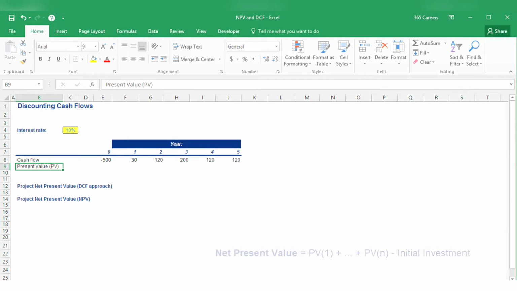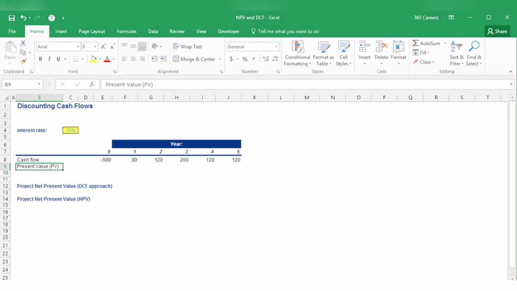Here is the net present value formula. Net present value is equal to the sum of discounted cash flows minus the initial investment. Let's calculate the net present value of a given project in Excel. The following is the discounted cash flows approach to estimating net present value.